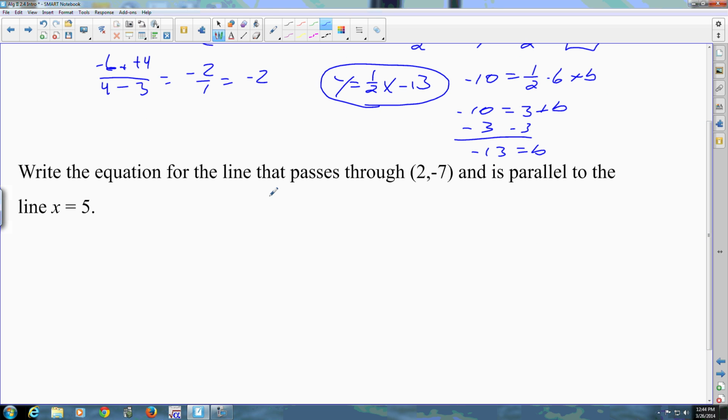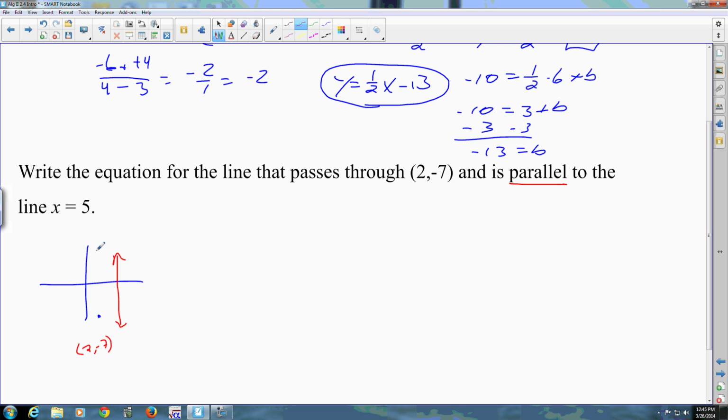This next one is actually pretty easy if you understand what it's telling you. So let me just sketch a graph of it quick to help you visualize what's going on. Here's a point, 2, -7, 2 over, 7 down. So hypothetically, there's my point. Here's the line x equals 5. 1, 2, 3, 4, 5. So it's a vertical line here. I want a line that's parallel to this one, but goes through this point. And that point again was 2, -7.